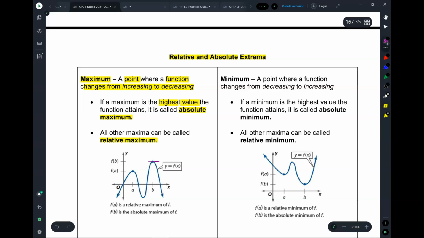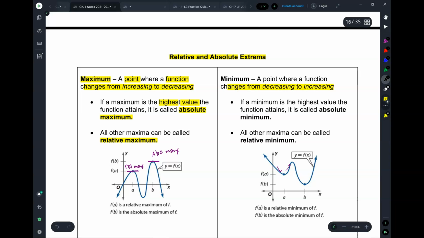So here, this maximum here is the highest point that the graph will ever reach. It's called an absolute max. This is also a maximum. It's called a relative max. The same thing goes with minimum, right? If a function changes from decreasing to increasing, it creates a minimum.